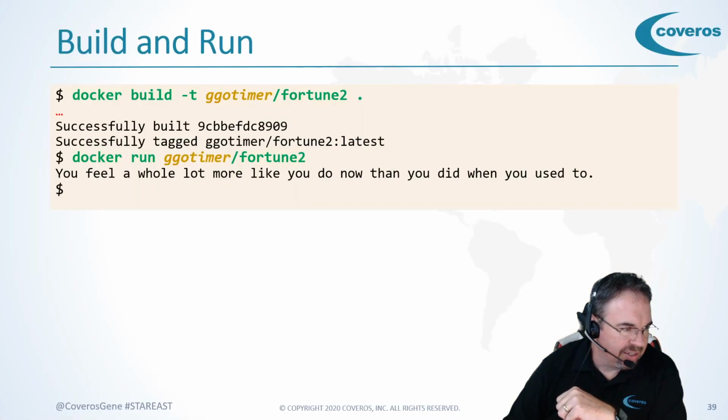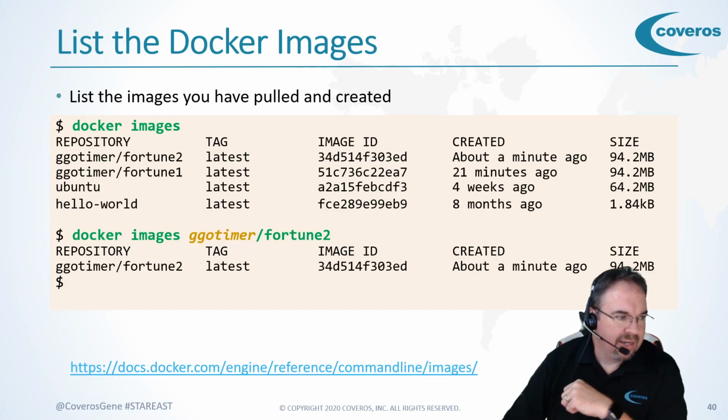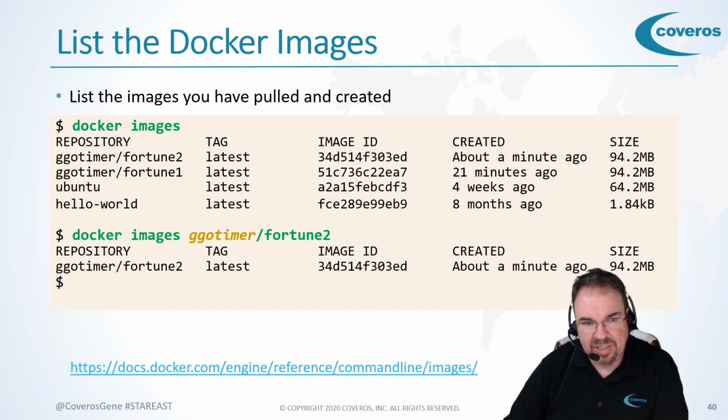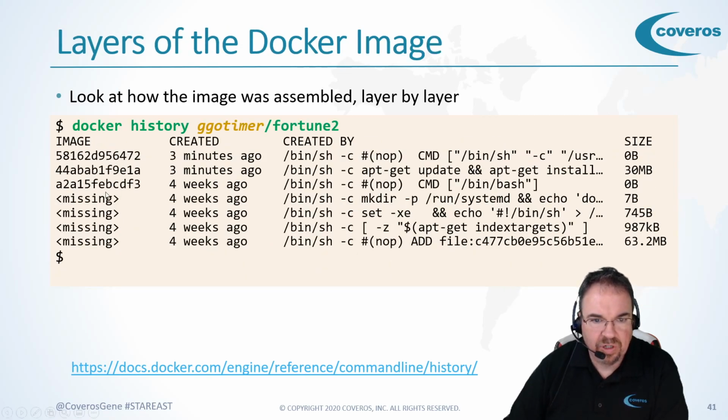So let's go ahead and take a look at this. The images we pulled and created, we can look at them individually. We can look at the whole list by just giving Docker images. The other thing we can do is we can actually see a little bit about the layers that were involved. So let's take a look at our Fortune 2 and see the different layers. And I'll walk you through these in just a second.